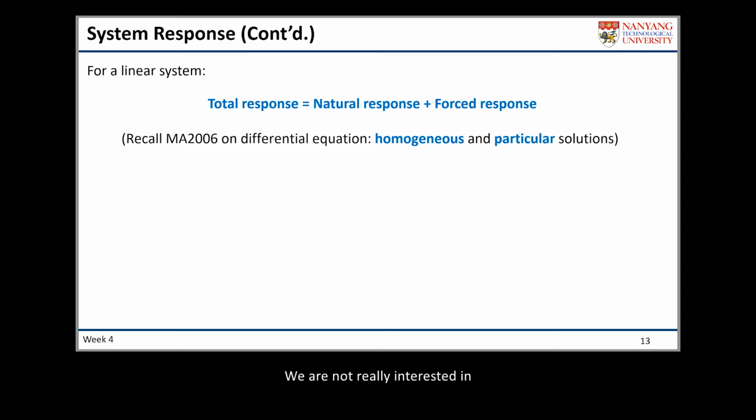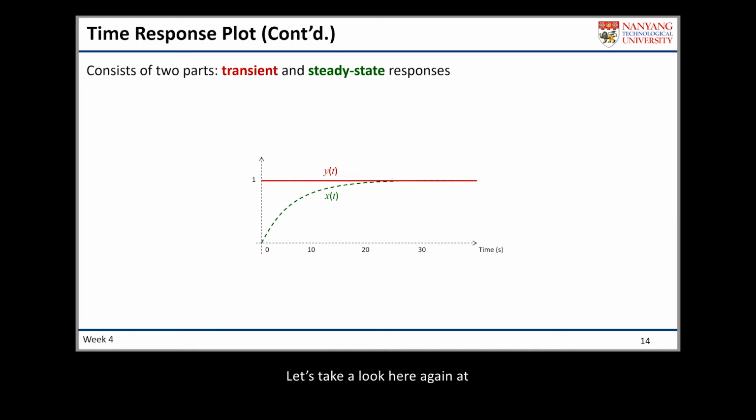We are not really interested in mathematical things. We are engineers here. So we will see the response of a dynamic system from an engineering perspective. Let's take a look here again at a case of a dynamic system. You have seen this plot before. To this dynamic system, you give a constant input y(t) indicated in red there, and then the system will give an output of x(t) in the dashed green line there.